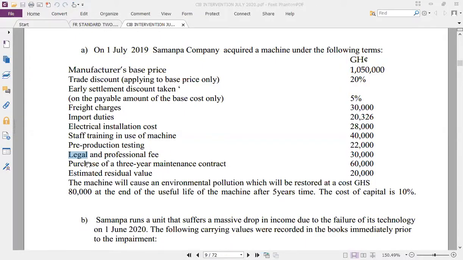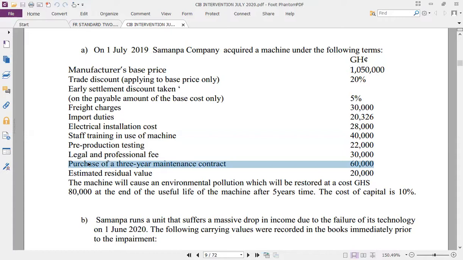The next item on the list is purchase of a 3-year maintenance contract. Should it be part? No, this should not be part. It must be expensed in the P&L. Estimated residual value. Should it be part? No. Estimated residual value we use to calculate what? The depreciation, so it should not be part.